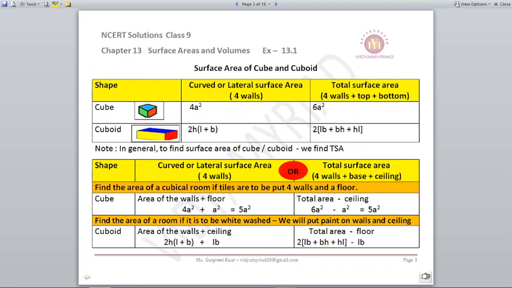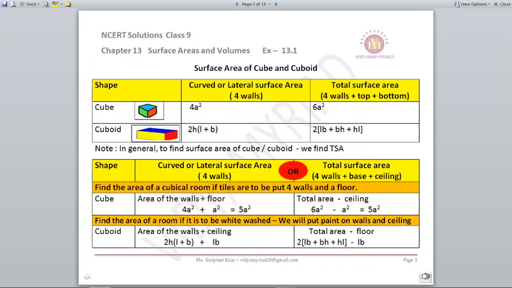Now if a question asks you to find the surface area, and it just mentions surface area, you are not told whether you have to find the curved or the total surface area. Nothing is mentioned. It is understood that you will be finding the total surface area.